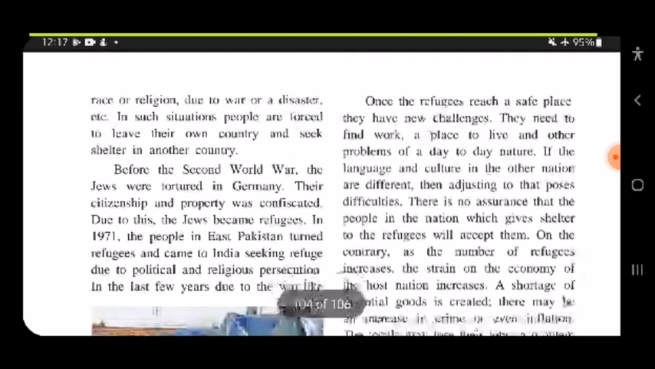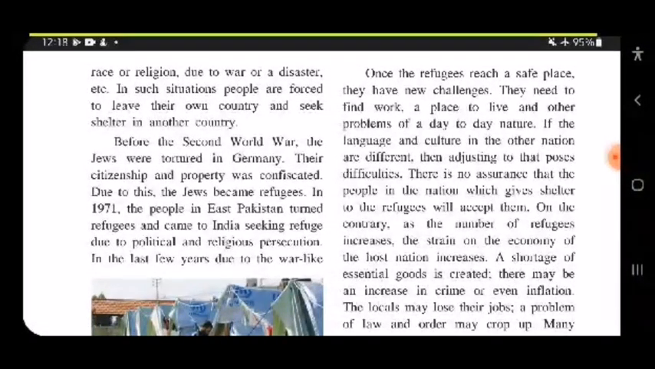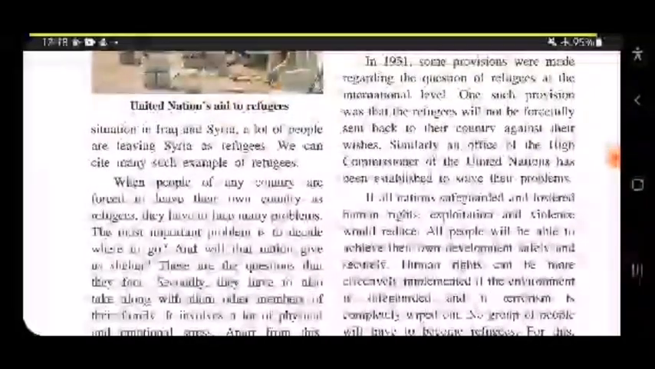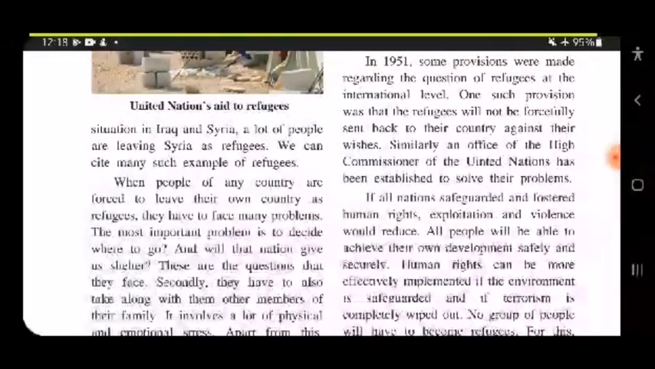A refugee is where people are forced to leave their motherland and go to another country. Before the Second World War, the Jews were tortured in Germany. Their citizenship and property was confiscated. That means the Jews' property was taken. In 1971, the people in East Pakistan turned refugees and came to India seeking refuge due to political and religious persecution. In the last few years, due to the war-like situation in Iraq and Syria, a lot of people are leaving Syria as refugees.